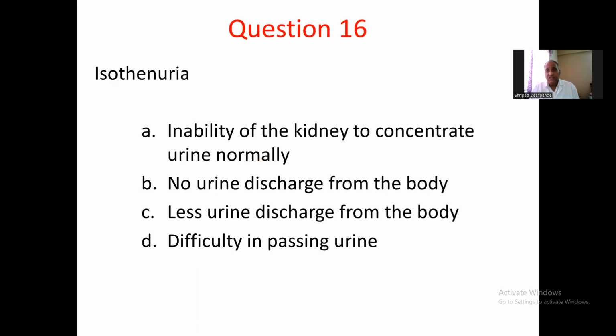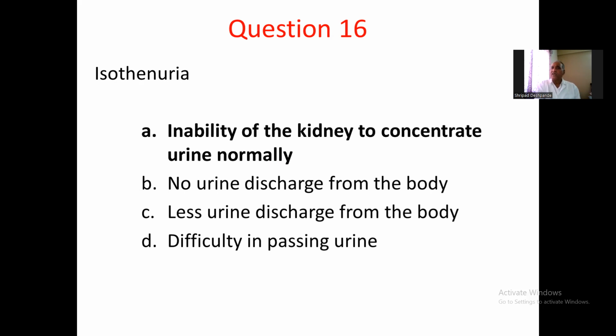If the student has not read the Indian authored book, he will be at a disadvantage. So this is not a commonly used term. The examiner should have thought over it and they could have given us a different set of questions. Anyway, coming back to the question, isothenuria is the inability of the kidney to concentrate urine normally.